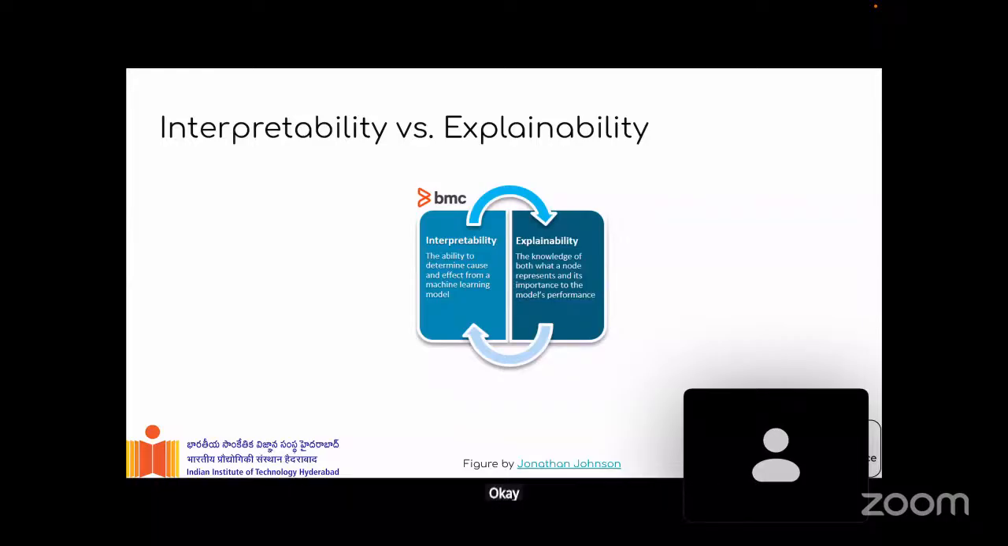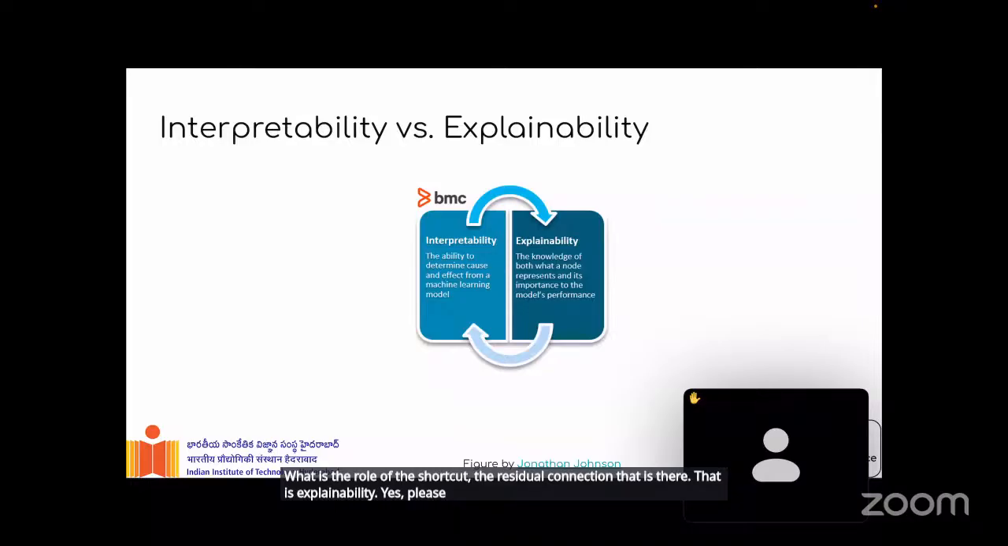Okay. In simple terms, it is the knowledge of both what a node represents and its importance towards the bigger picture, which is the model's performance. I can ask you, if you are aware of residual networks, what is the role of the shortcut, the residual connection that is there? That is explainability.